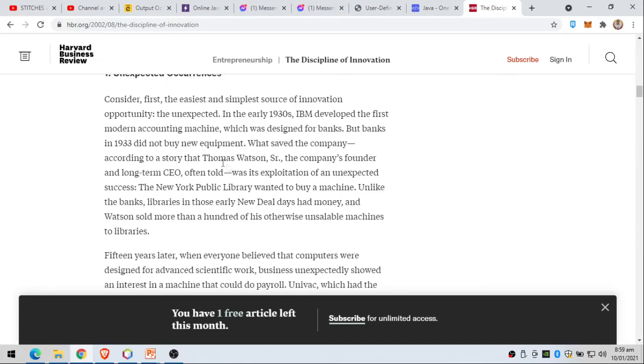According to a story that Thomas Watson Sr., the company's founder and long-term CEO, often told, it was its exploitation of an unexpected success. The New York Public Library wanted to buy a machine. Unlike the banks, libraries in those early New Deal days had money, and Watson sold more than 100 of his otherwise unsaleable machines to libraries. So this was made for banks, but it was the library who actually bought the machine.